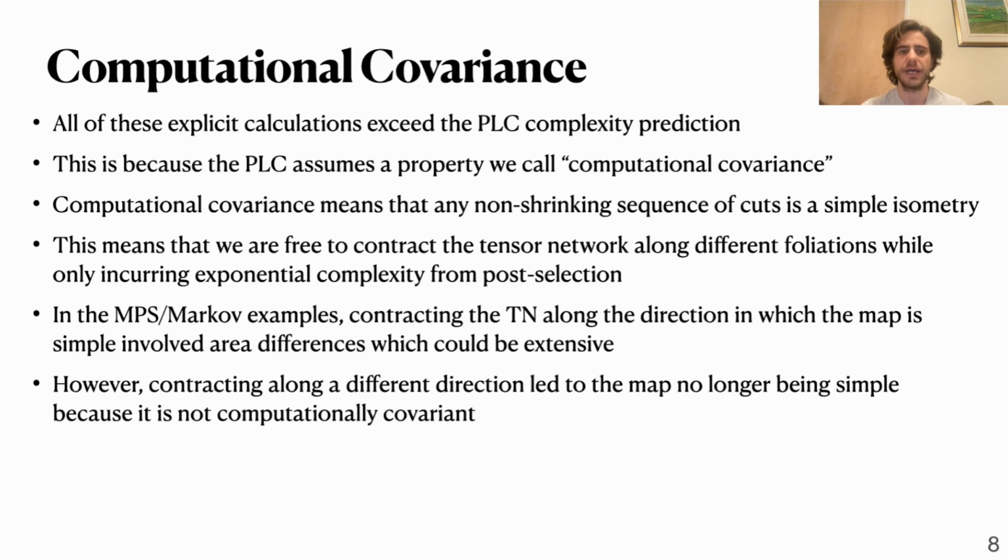When we try to contract the map in a different direction via the MPS or Markovian approach, we find sub-extensive area differences at the cost of the map no longer being simple, so each chunk does not have a polynomial complexity. It instead has complexity exponential in its size.